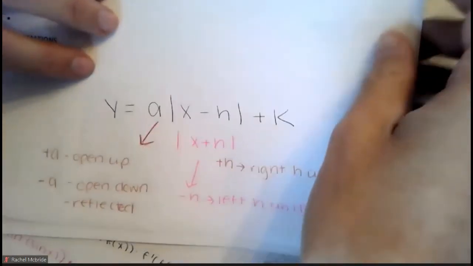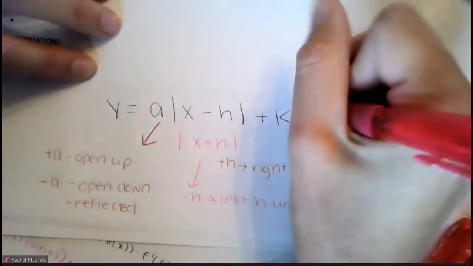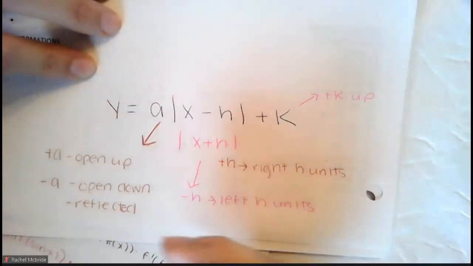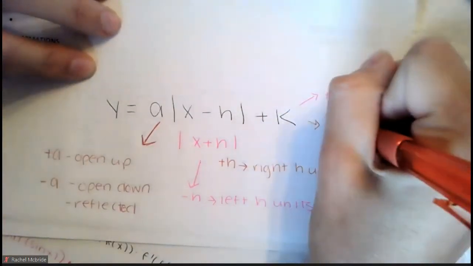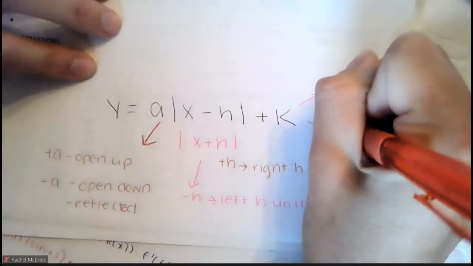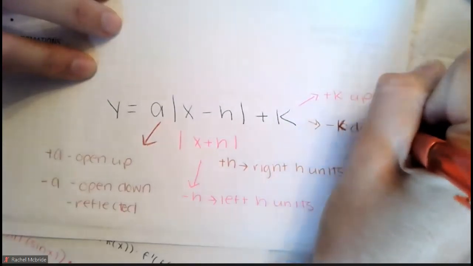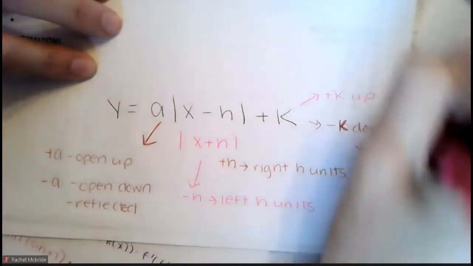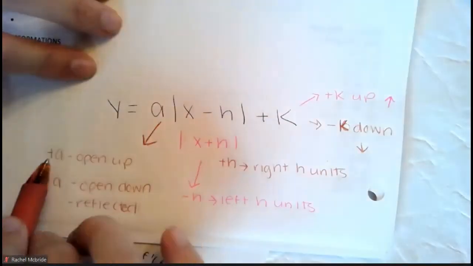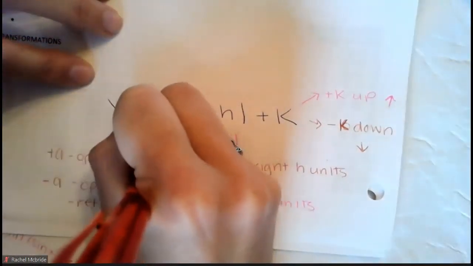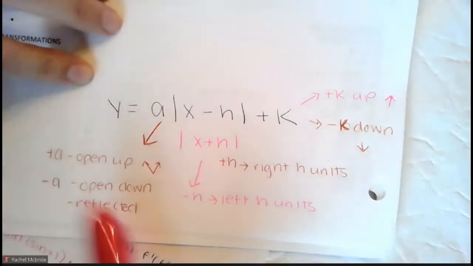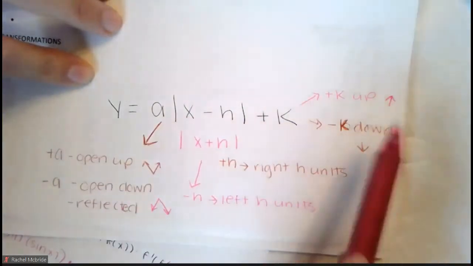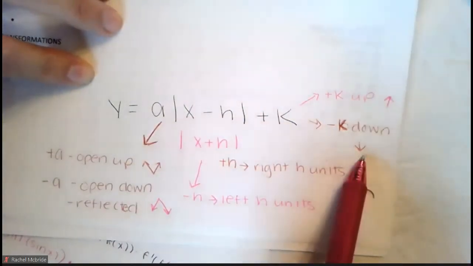Now k is the same as what you think it should be. So a positive k is going up. A negative k is going down. So again, a positive a opens up, so your v will look like this. A negative a opens down, so your v looks like this. That up and down are different than the k value up and down.